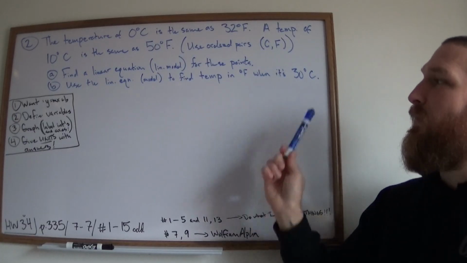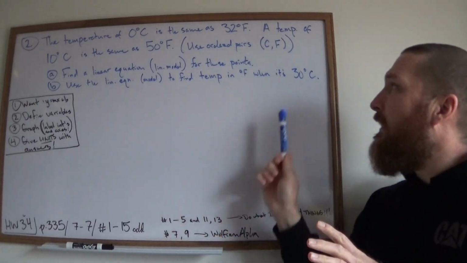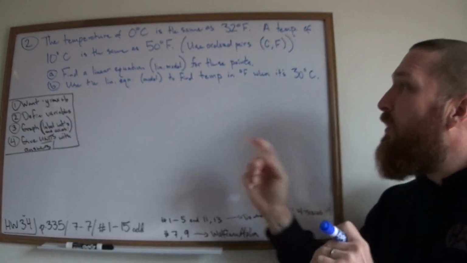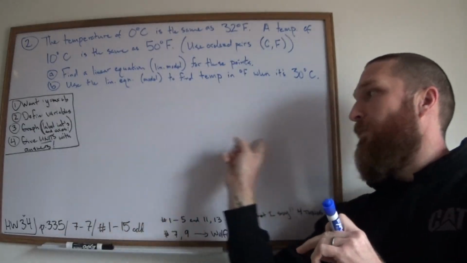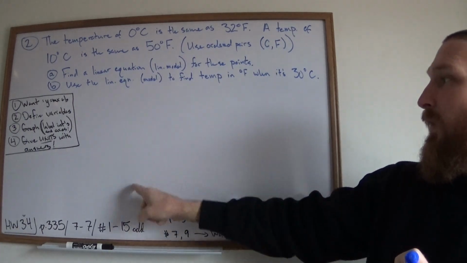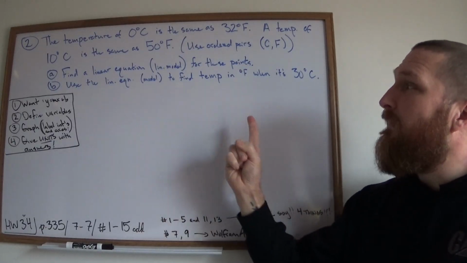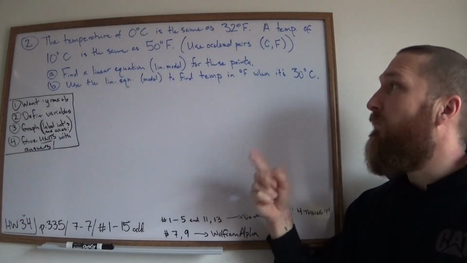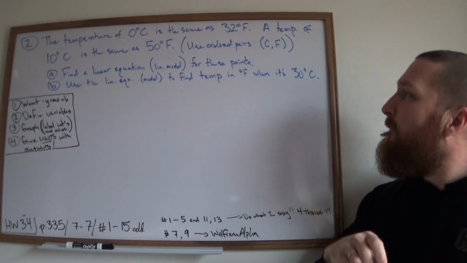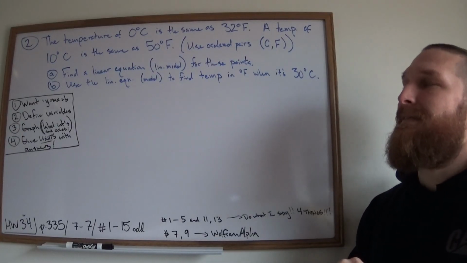Okay? So this is what I mean, these problems are going to take the guesswork out of this. Obviously, because of this order right here, you know that C is going to be the horizontal axis or the input axis, and F is going to be the vertical axis or the output axis. Okay. Now it tells us to do 2 things. Find a linear equation, that's a linear model, for these points. Second, use the linear equation, or your model, to find the temperature in Fahrenheit when it is 30 degrees Celsius.